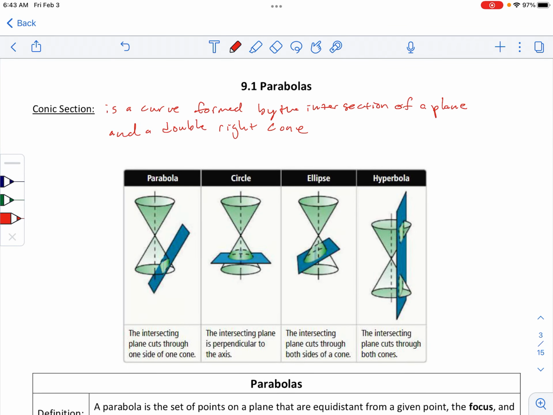Hello, we are looking at 9.1. We are diving into conic sections. In this first section, we're going to focus on the parabola.